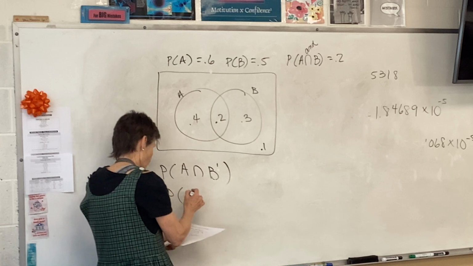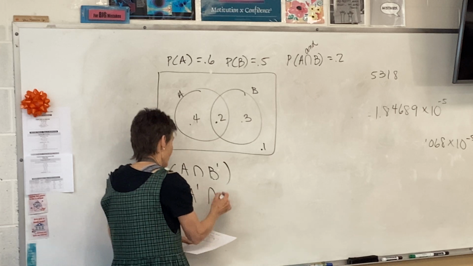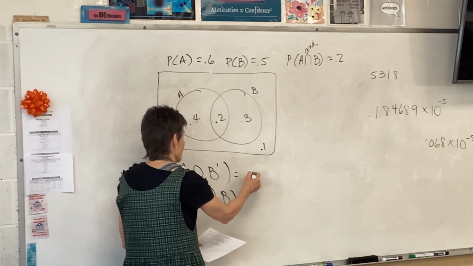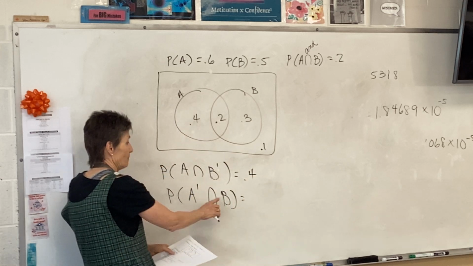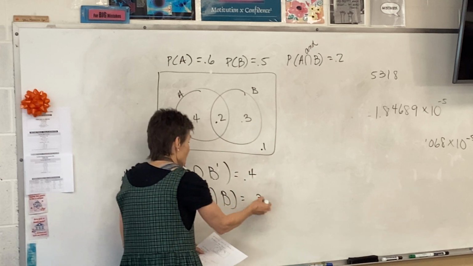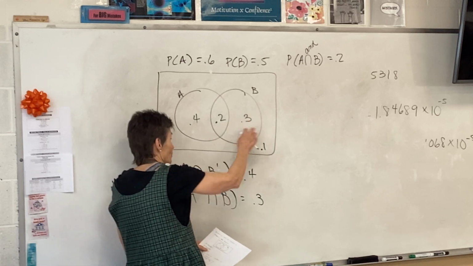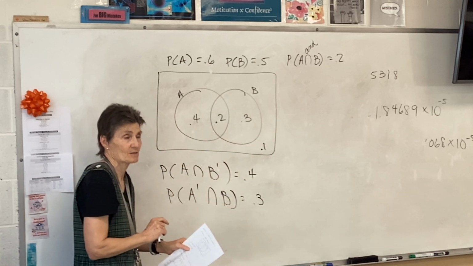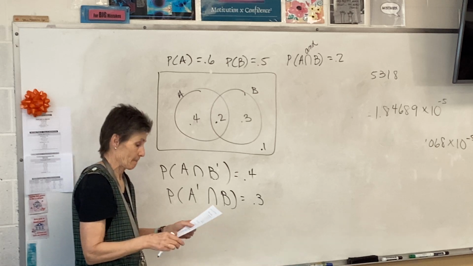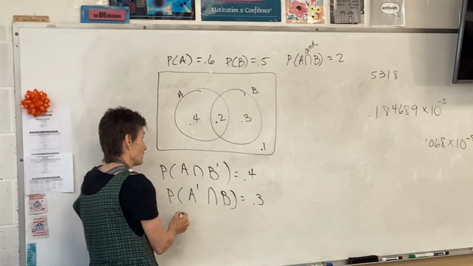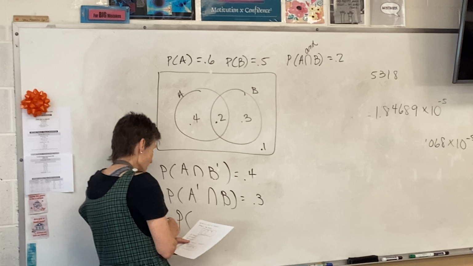Right, so what does this one say? Not apples, but bananas. Right, so this one was 0.4. What's this one? 0.3. Because these are the guys that like bananas, but they don't like apples, so they're just here. They like only bananas. And what does this one say?